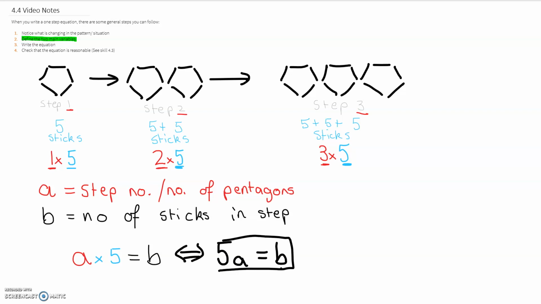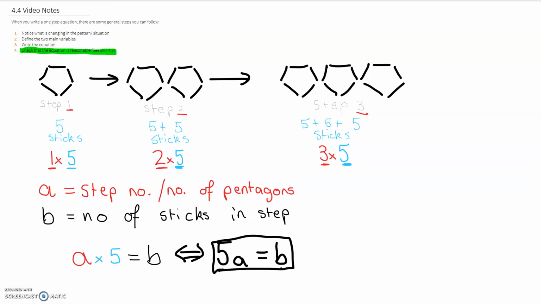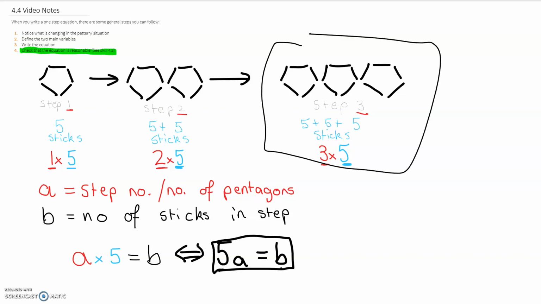So woo, we've got our equation, but we need to check that it's correct. So we just did that step. Now we're going to move on to the last step. And if you haven't done skill 4.3, make sure you check on that one because I'm going to go through this pretty quick. But we're going to double check our answer's correct. And to do that, I'm just going to pick any one of these steps. It doesn't matter which one. Let's say I pick step 3 to test this pattern out with.